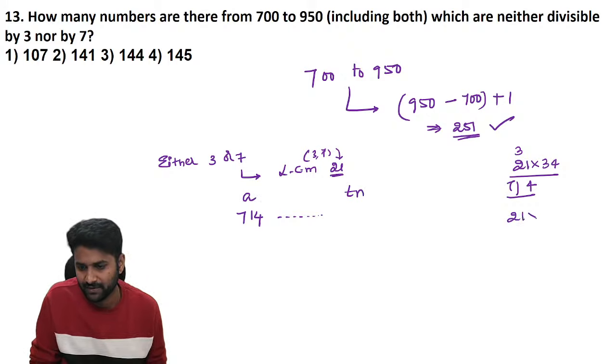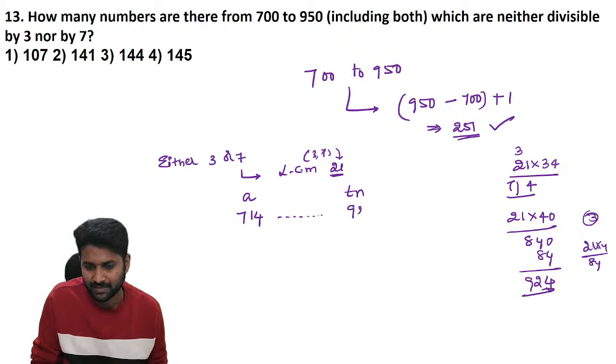If 21 is multiplied with 40, it is 840. Now from 840, if you go 3 more times, add 63. 6 plus 4, no, it's exactly 44 times, guys. So 21 into 4 is 84. Just add 4 to 9. So the last number is 924.